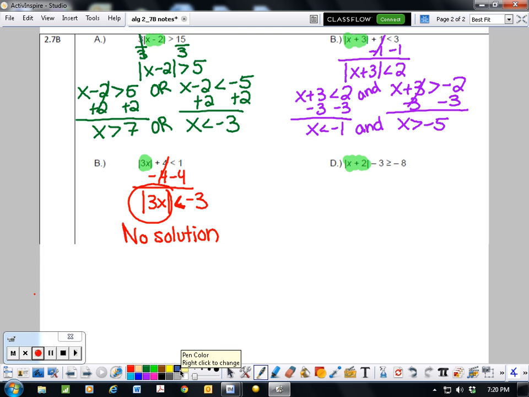And on our next one, again, our absolute value is not by itself, so I add 3 to both sides. And now I have the absolute value of x plus 2 is greater than or equal to negative 5. Okay, so now I have a negative there, so I really got to think about this. Can my absolute value be greater than a negative number? Well, absolute value is positive, and positive numbers are always bigger than negative, so this is always true, which is all real numbers.